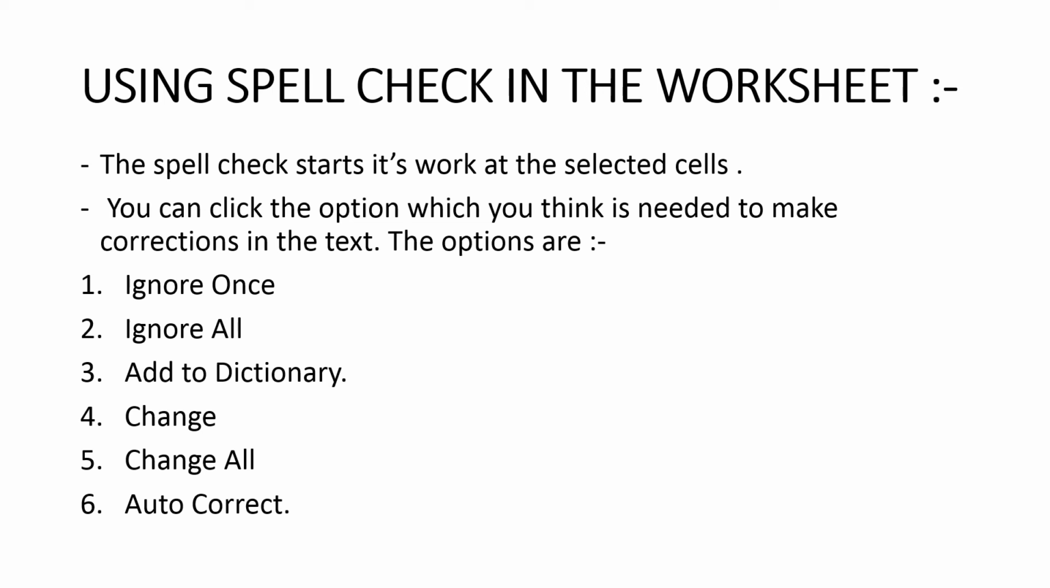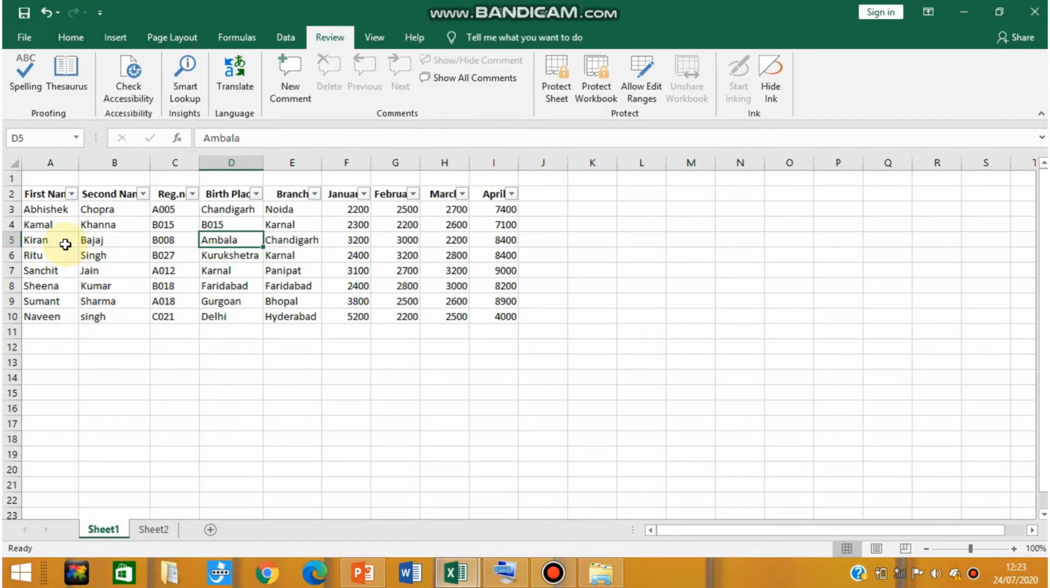So now we are going to see practically what effect each of these options has on that particular word. Okay, so let us start. Check on the particular range of cells. So my first step is to select the particular range of cells. Suppose I am selecting some of the cells from the column of first name.